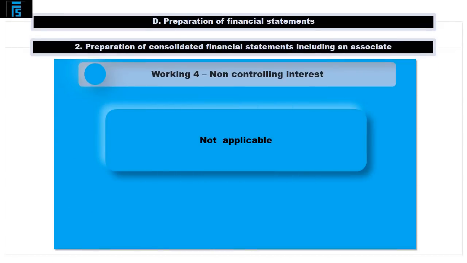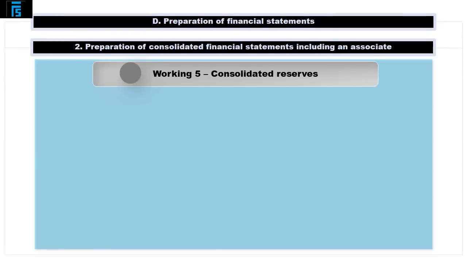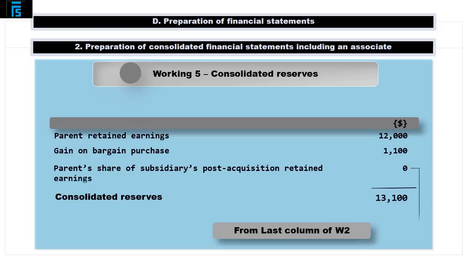Working number 4 is once again called non-controlling interest, but there is still no need to make use of it, which brings us to working 5, group retained earnings. This kicks off with the entire retained earnings of the parent, that's 12,000. Because we identified the presence of negative goodwill, we must also include an additional €1,100 gain as part of this working. And finally, as always, we add the parent's share of retained earnings generated by the subsidiary since acquisition.